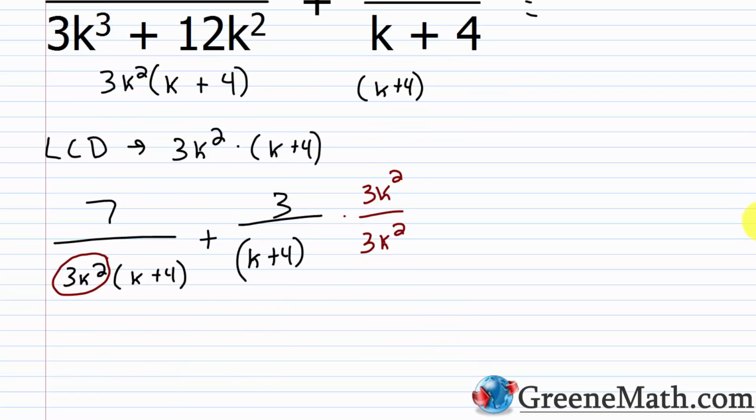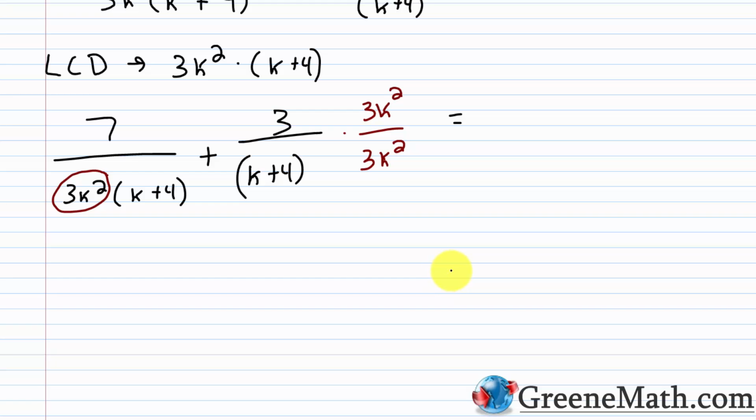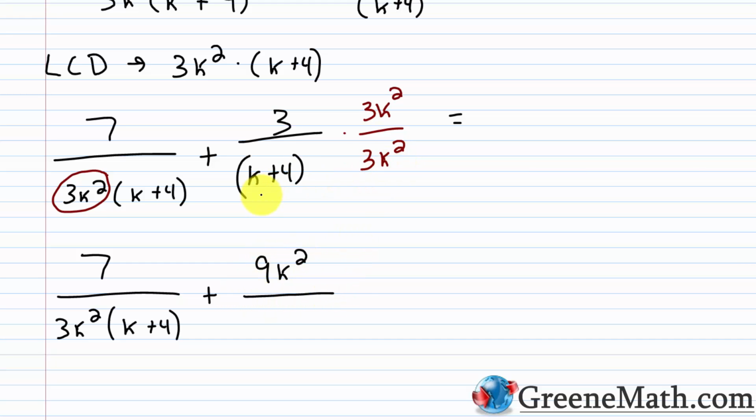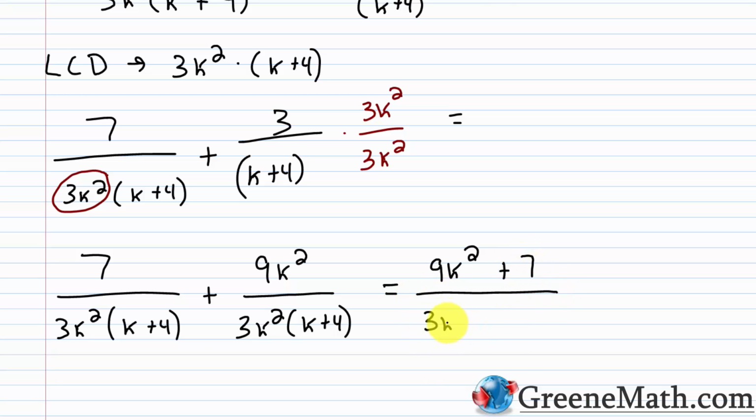Let's scroll down a little bit. So this equals, I'll rewrite this first, 7 over, again, 3k squared times the quantity k plus 4. As I just said, 3 times 3k squared is 9k squared, and this is over 3k squared times the quantity k plus 4. So now I have a common denominator, right? This denominator is the same as this denominator, so I can just add the numerators. And so basically what I'd have is just 9k squared plus 7 over that common denominator of 3k squared times the quantity k plus 4.